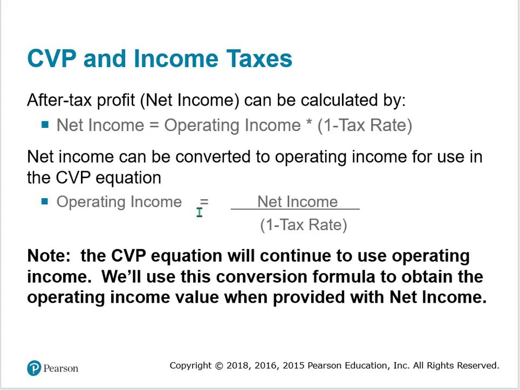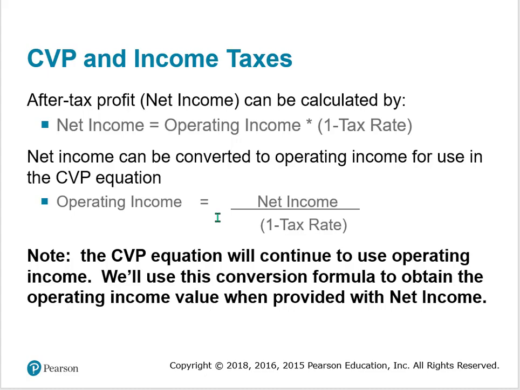So here's cost volume profit and taxes. We've been assuming that the non-operating revenues and non-operating expenses are zero. For purposes of this income tax illustration, we'll continue that assumption, and we've been ignoring the effect of income taxes thus far, but now we want to recognize that in many companies, managers' income targets are expressed in terms of net income rather than operating income. So the key is to convert target net income into the corresponding target operating income, which is what we use in our CVP formula.